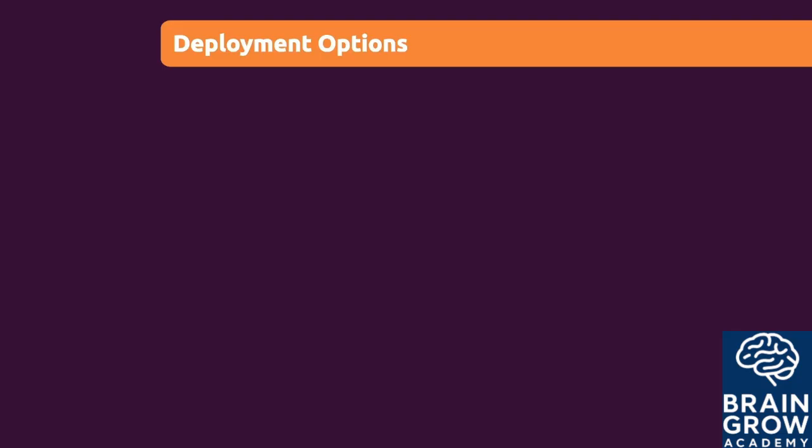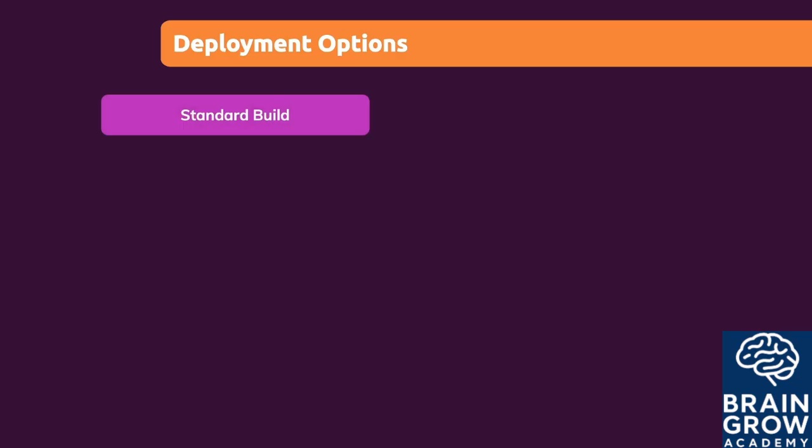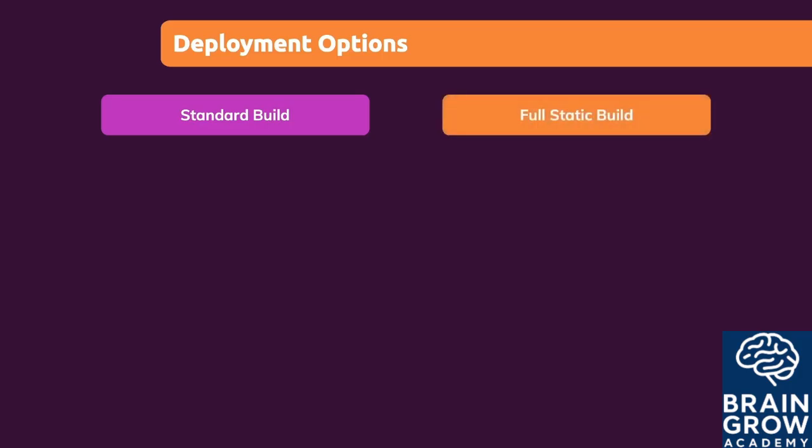The first and most common option is the standard build, as I like to call it. But we also can actually do a full static build and deploy our site as a full static website. Now let me explain what these two options mean.